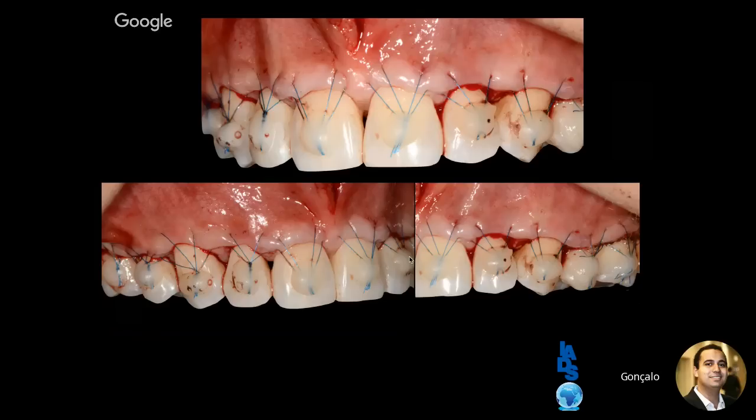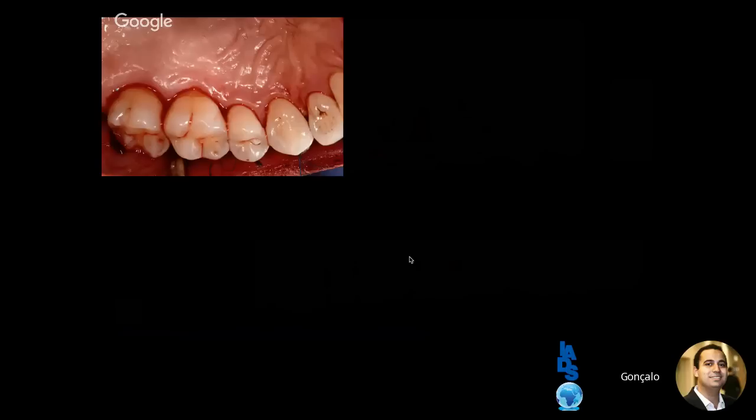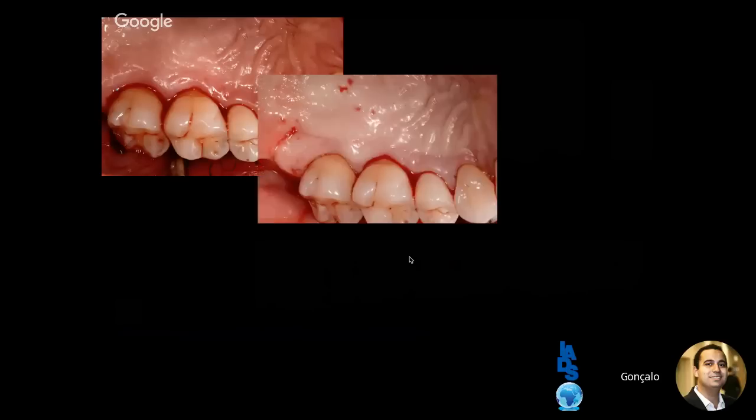So we have the suturing here. You can see in just one procedure, I do the suturing from molar to molar. So a full arch, soft tissue root coverage. And then we go to the palate. And of course, because we have multiple gingival recessions, we will need a big graft.